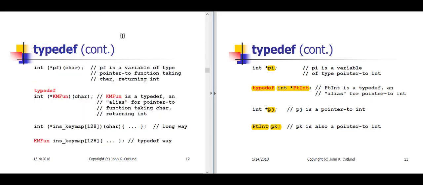Here on slide 12 is a somewhat more realistic use of typedef. We just looked at the idea of function pointers. At the top of slide 12, we're defining pf as a variable whose data type is pointer to function that takes char as its argument and returns int. If we're going to have a lot of pointers to these kinds of functions, it might be nice for us to have a simpler name to use instead of that complicated syntax.